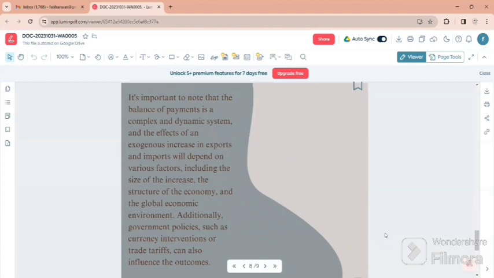it's important to note that the balance of payments is a complex and dynamic system, and the effects of an exogenous increase in exports and imports will depend on various factors, including the size of the increase, the structure of the economy, and the global economic environment. Additionally, government policies such as currency interventions or trade tariffs can also influence the outcomes.